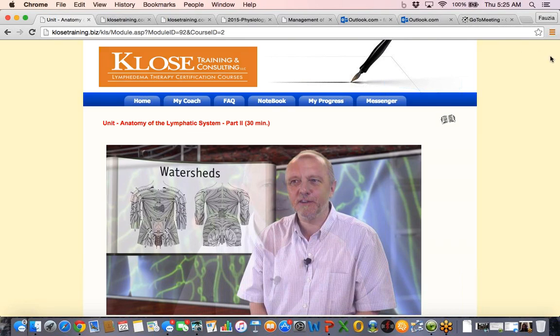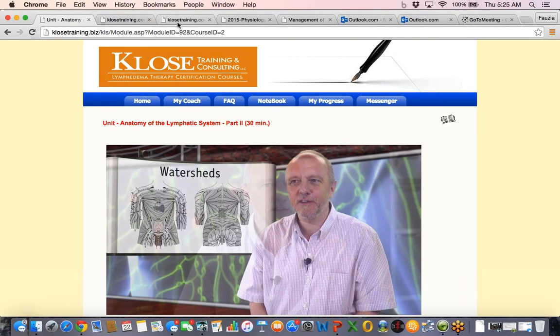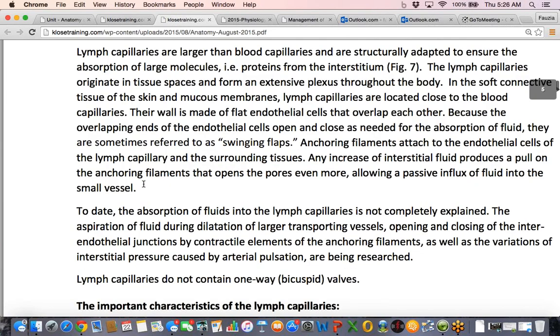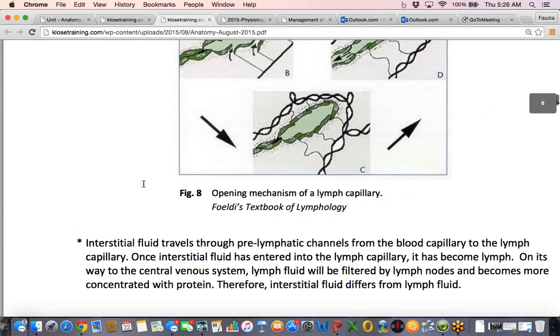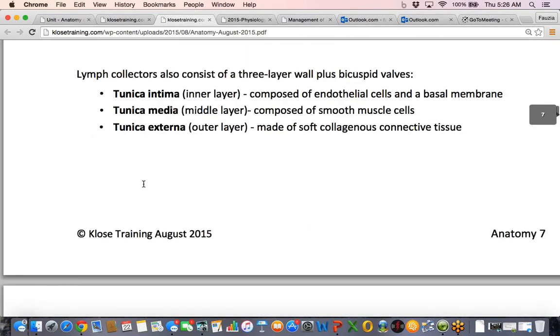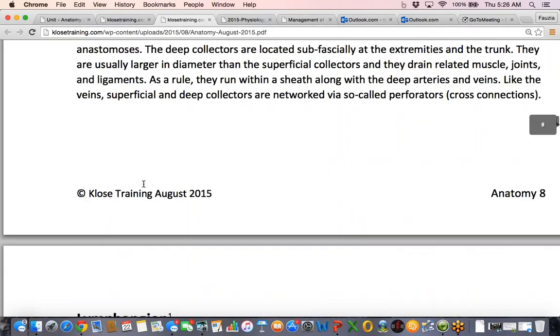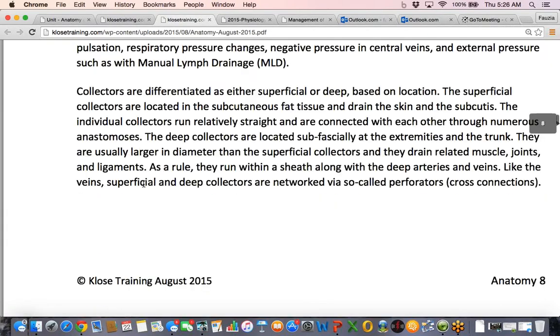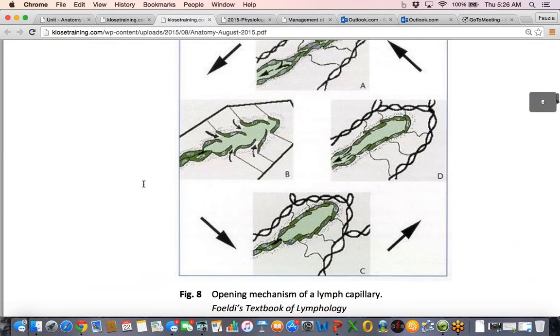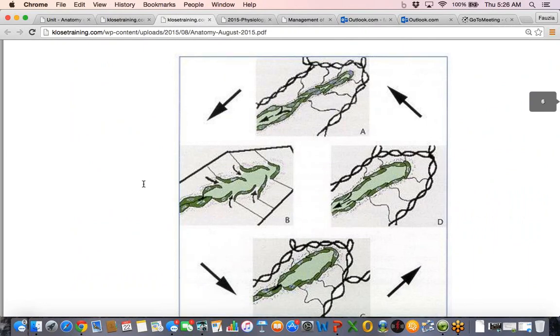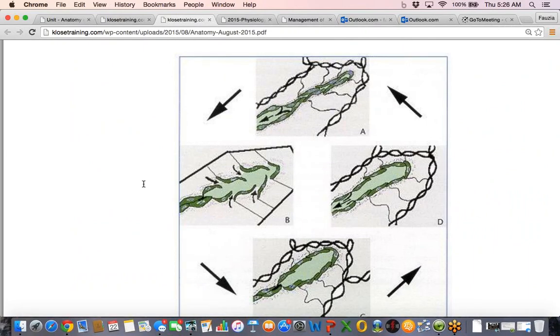All right, so that was a little video that went over the watersheds, and we'll just quickly talk about that again. So the watersheds are, you know, there's five watersheds, and they're important because they will take the body and divide it into four different quadrants, which are also called tributary regions. And those are really, really important when we're talking about manual lymph drainage later on.